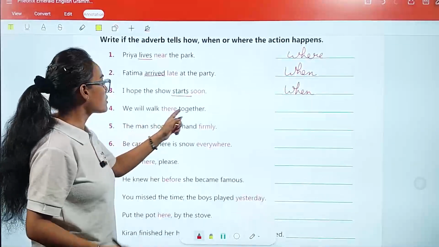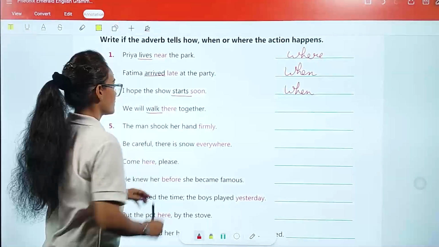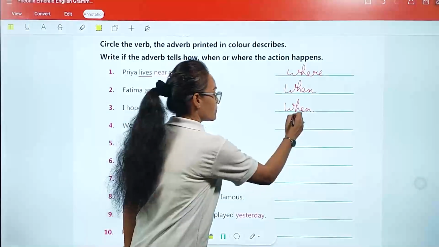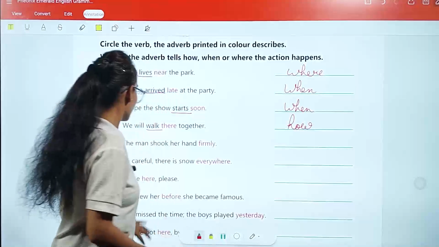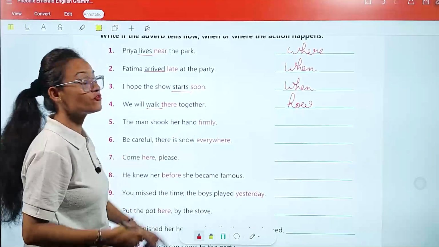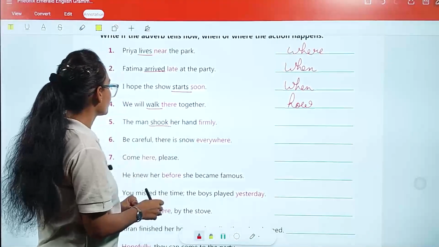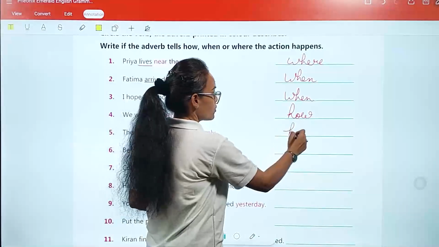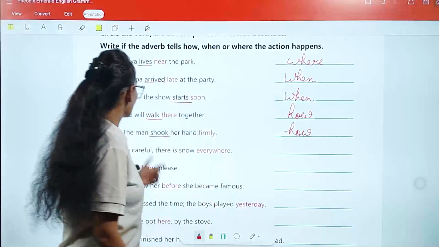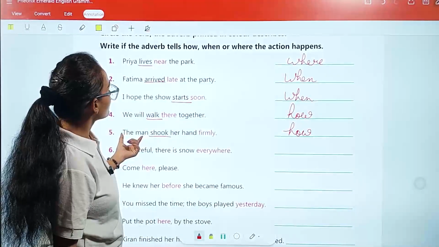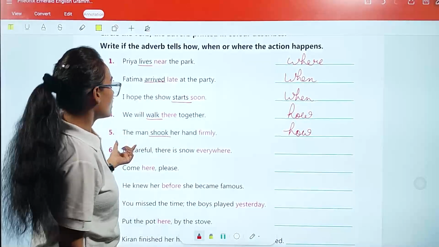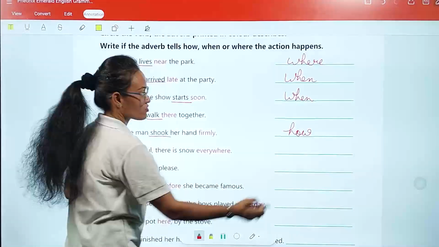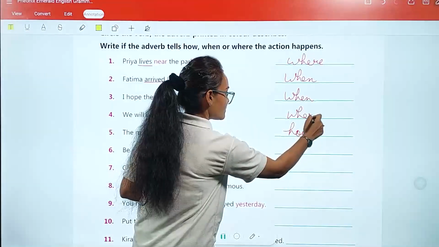Fourth one: we will walk there together. So walk. The man shook her hand firmly. So shook. Again, it is how. Oh, sorry. For the fourth one, it will be where, not how. I'm sorry for my mistake. Here it will be where.